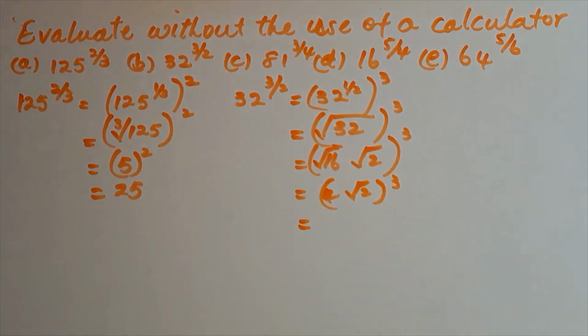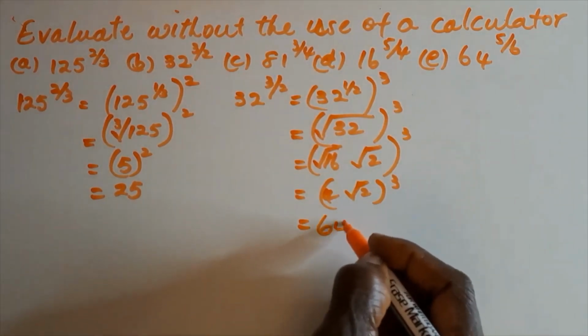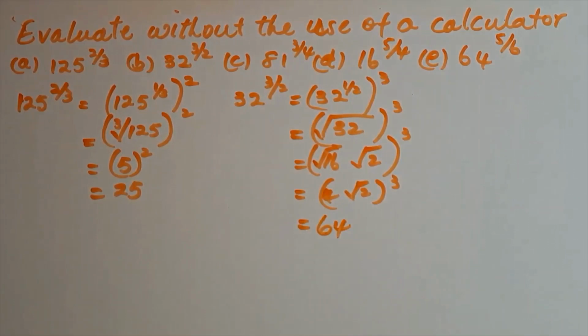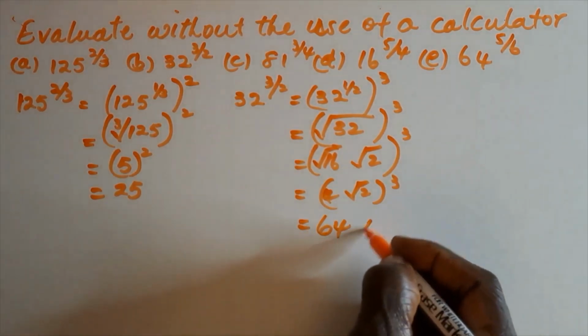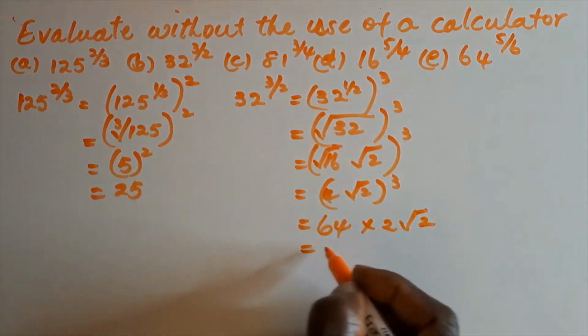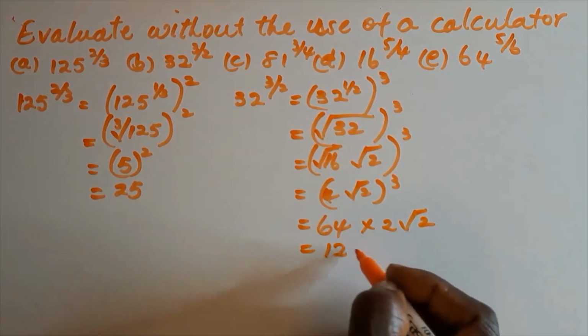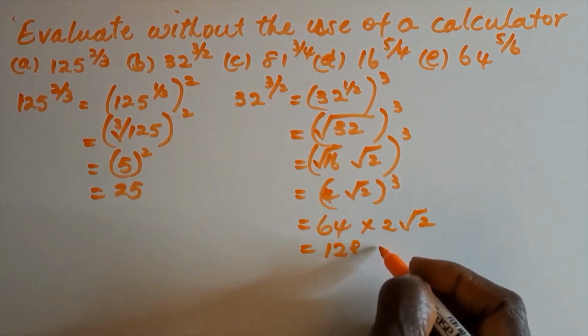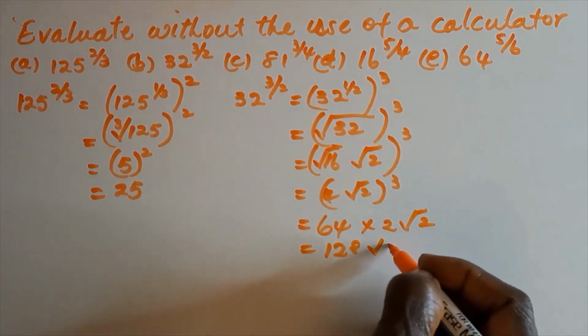Well, 4 times 4 is 16, times 4 is 64. Root 2 times root 2 is 2, and then times another root 2 is 2 root 2. So we have 2 root 2. This evaluates to 128 root 2.